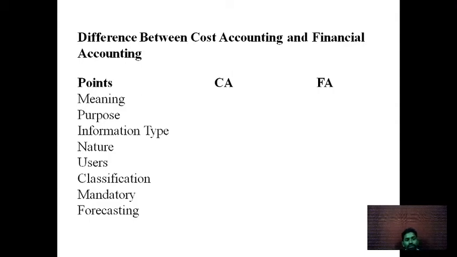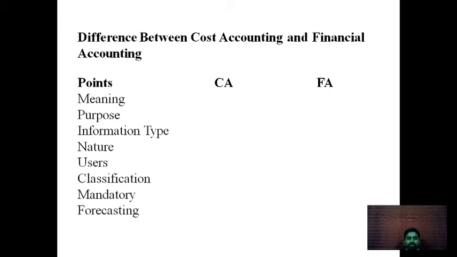The next point is the information type. Which type of information is required for cost accounting? It records information related to materials, labor, or overheads.